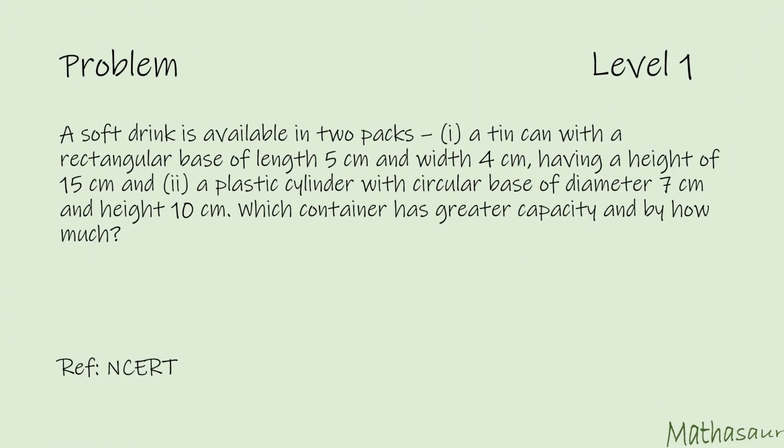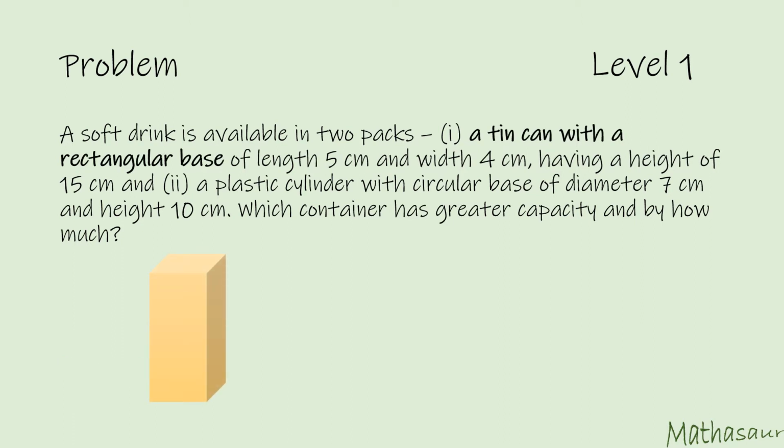Let us look at a problem. A soft drink is available in 2 packs. A tin can with a rectangular base of length 5 cm and width 4 cm, having a height of 15 cm, and a plastic cylinder with circular base of diameter 7 cm and height 10 cm. Which container has greater capacity and by how much?